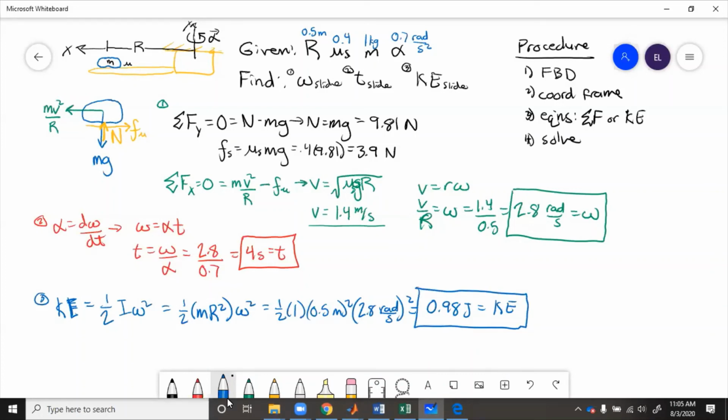So to recap for this problem, we drew the free body diagram, assigned a coordinate frame, wrote our equations of motion. So we had y equation to get normal force and then friction, x equation to get the speed, changed linear speed to angular speed, then solve for time, and plug the speed into the kinetic energy formula to solve for kinetic energy.